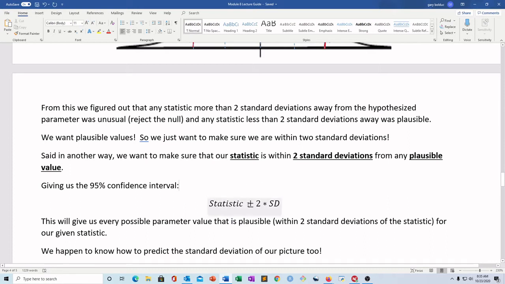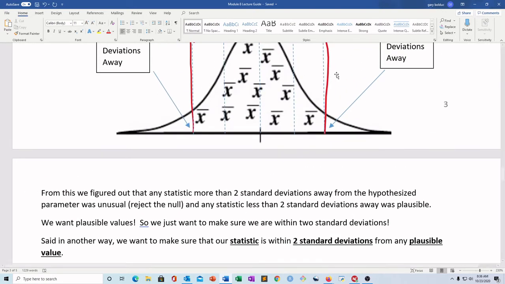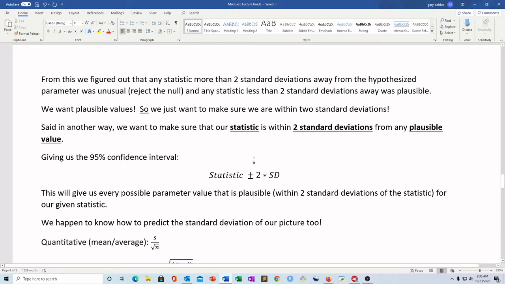Okay, and then look left. Go left of the statistic, minus sign, 2 standard deviations. Now I've just grabbed all the possible parameters that are less than my statistic. And that's it. If I take my statistic and I go 2 standard deviations, left and right from there, I will grab all of the possible parameter values that are plausible given my statistic. Okay, so there we go. That's it. That's my confidence interval. Statistic plus or minus 2 times the standard deviation.